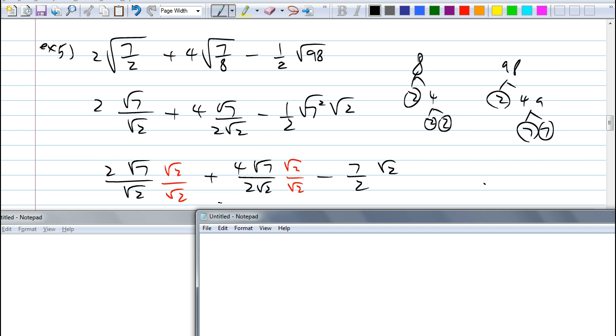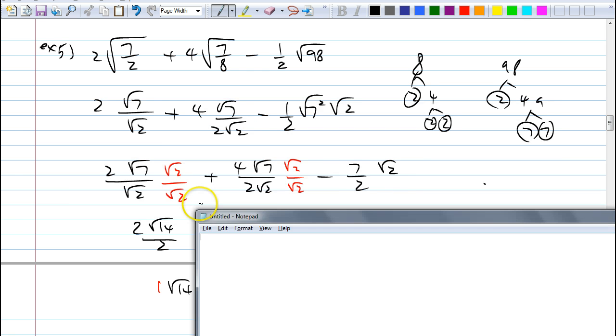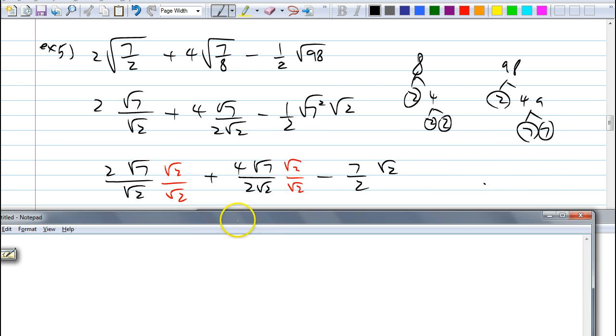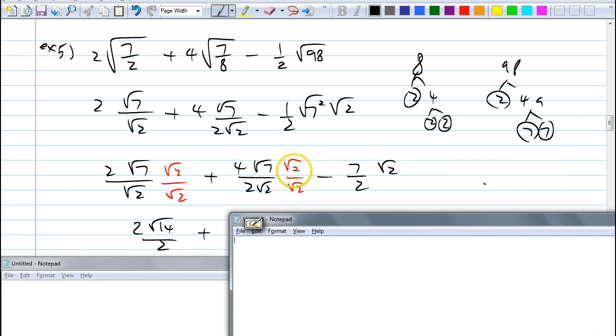Okay, so let's just look at the numerator. 2 times, what's rad 7 times rad 2? 14. Yeah, so don't you get 2 rad 14 over 2? Yeah. Okay, what about the other one, Mimi? 4 times rad 4 times rad 7 times rad 2. What do you get? 4 rad 14 over 2.